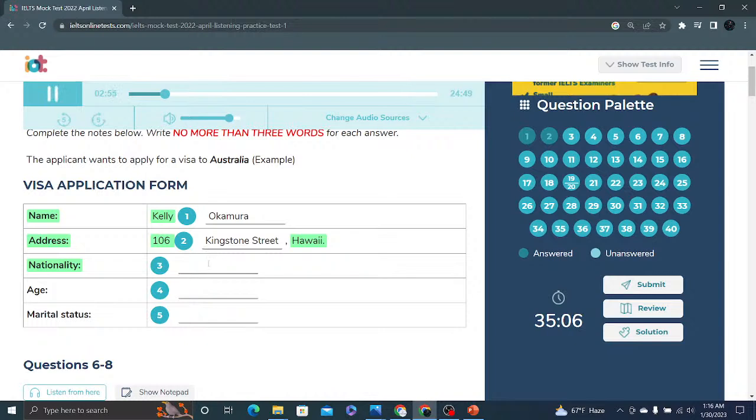Kingston Street, Hawaii. Yes, that's correct. So you're an American? Actually, I was born in Japan, but moved to Hawaii 6 years ago.